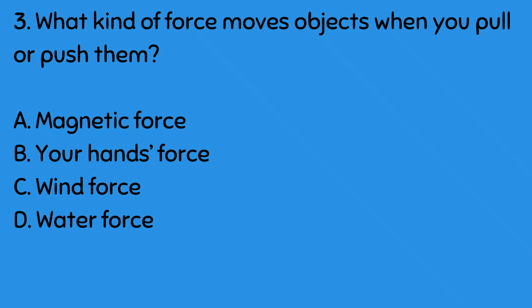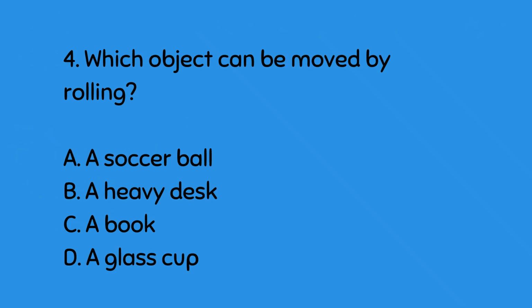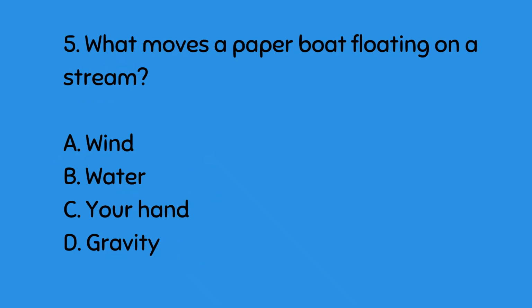3. What kind of force moves objects when you pull or push them? It's your hands' force. 4. Which object can be moved by rolling? It's letter A, soccer ball. 5. What moves a paper boat floating on a stream? The answer is letter B.